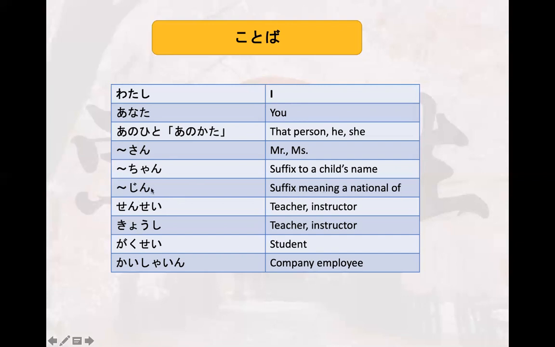Now, we have also Jin as our suffix meaning a national of. Pag gusto mong sabihin ang nationality ng isang tao, you just add Jin. Tatoeba, US or USA is America. So this is the name of the country. All you need to do is you add Jin. America Jin. That will make them American or American citizen.